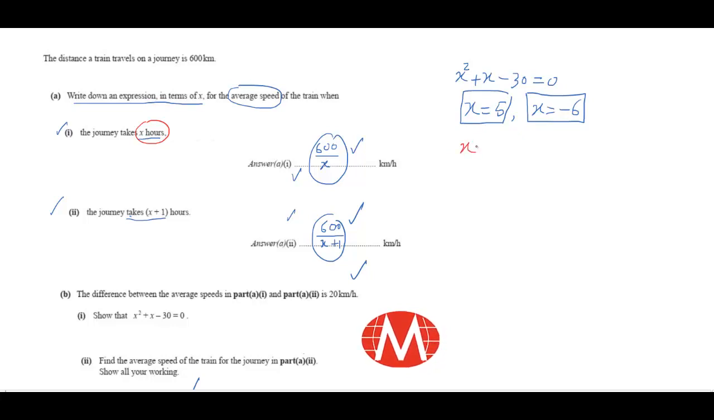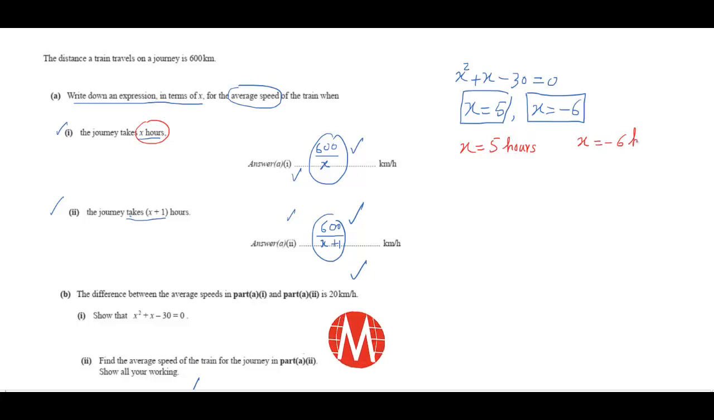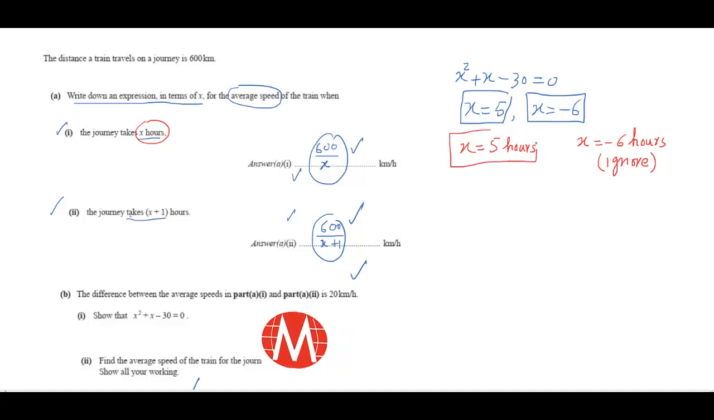So it means this first x is 5 hours. And the time was in hours. And this x is -6 hours. And student, you know that time can be 0, time can be positive, time cannot be negative. So we will ignore this answer. We will not take this answer. So the final answer is this one.